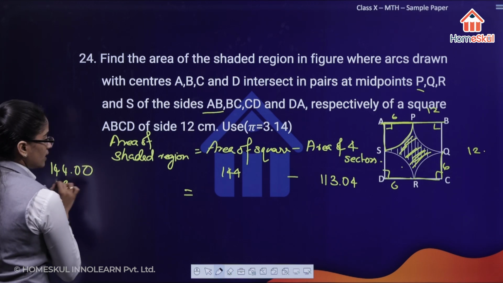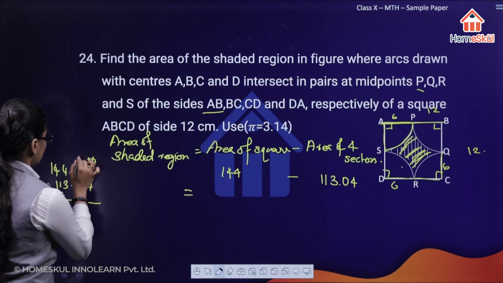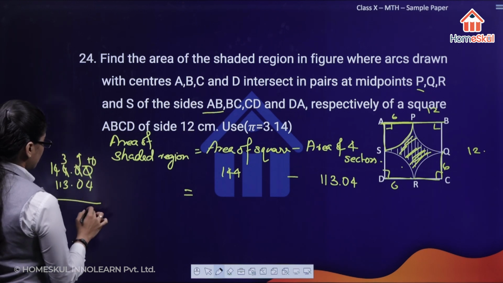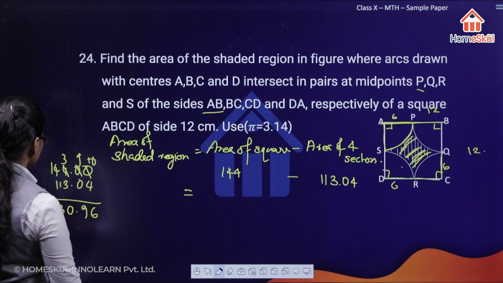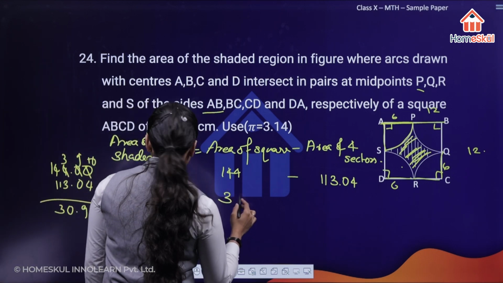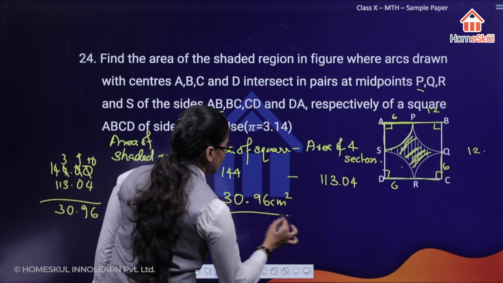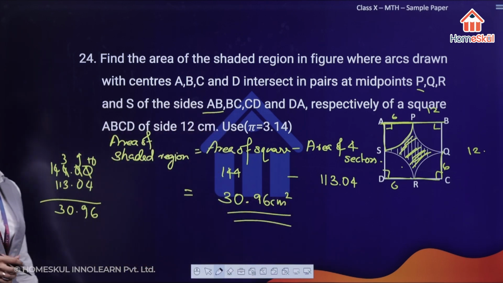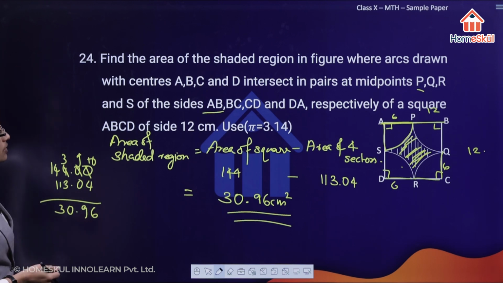Okay. So, area of the shaded region is equal to 144 minus 113.04. That means this is equal to 30.96, isn't it? 30.96 centimeter square is the area of the shaded region. Okay, clear? So, moving on to the next question.